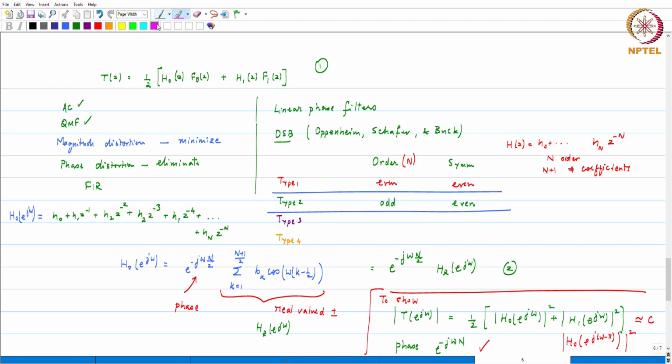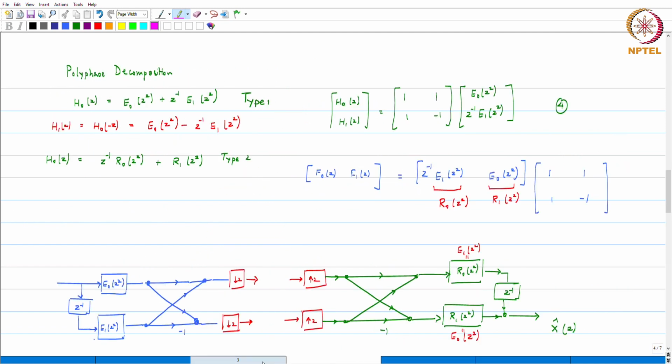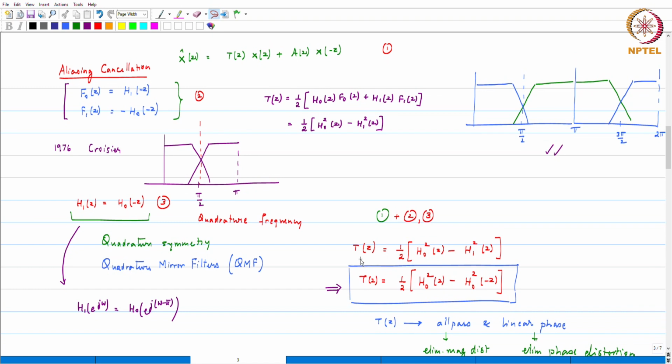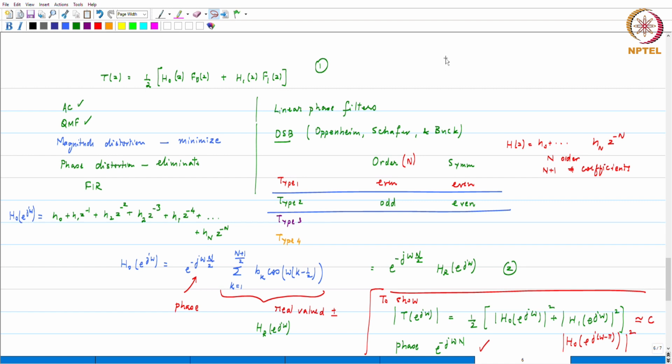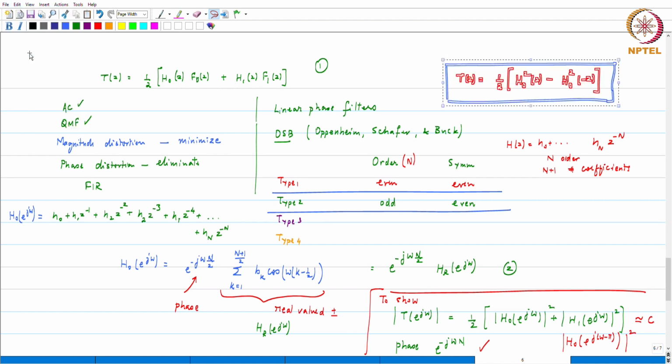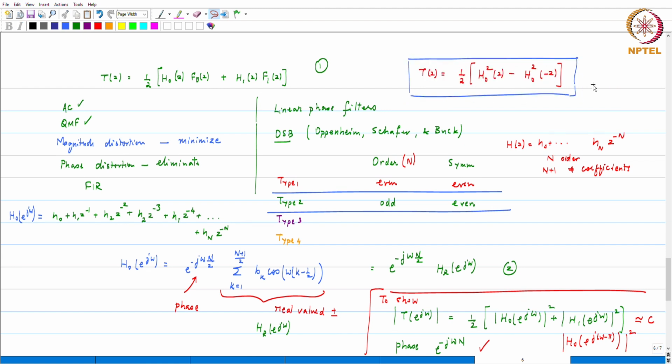The overall transfer function is given by half of H naught F naught plus H1 F1. If the aliasing cancellation constraint and the QMF constraint are satisfied, then it will reduce to the transfer function that was presented earlier. It will be this transfer function that we will now have to deal with. So let us just state that for completeness. This is the transfer function after we have satisfied these conditions, and this is the condition that we have to satisfy.